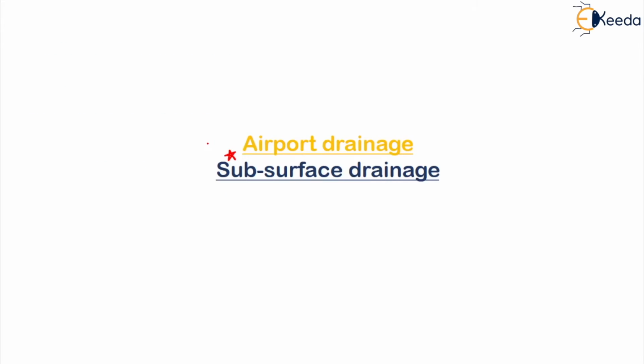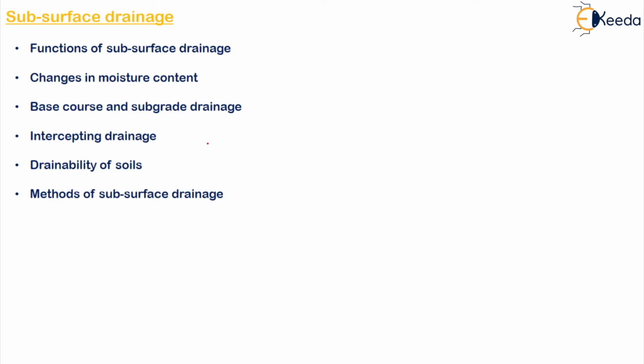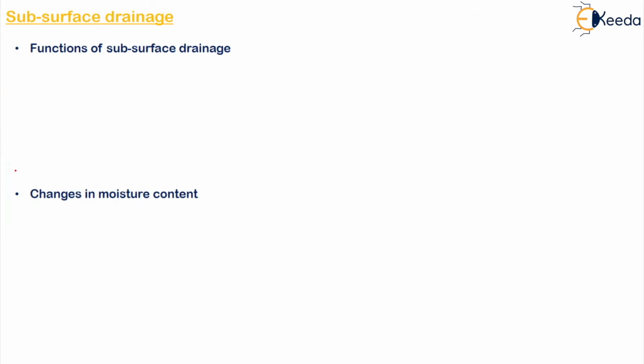So about the subsurface drainage of the airport, we have to study it under the following 6 headings. The first one is the functions of the subsurface drainage. Second is the changes in the moisture content. Third is the base course and the subgrade drainage. Fourth is the intercepting drainage. Fifth is the drainability of soil. And the sixth is the methods of subsurface drainage. So let us start studying one by one.